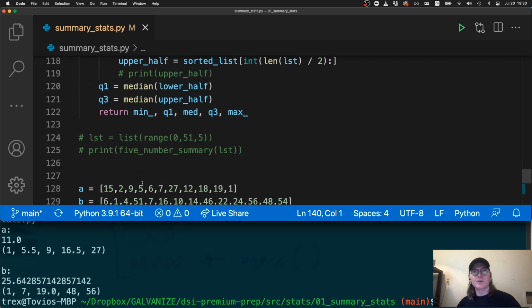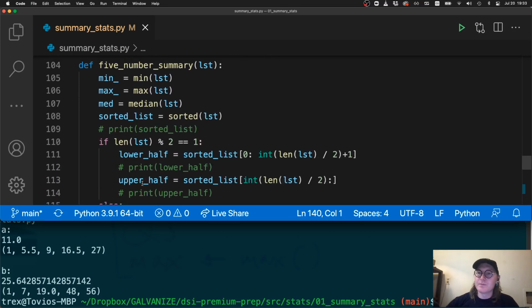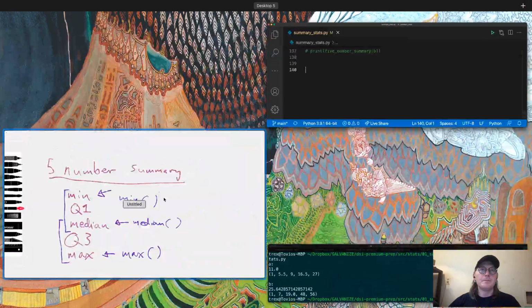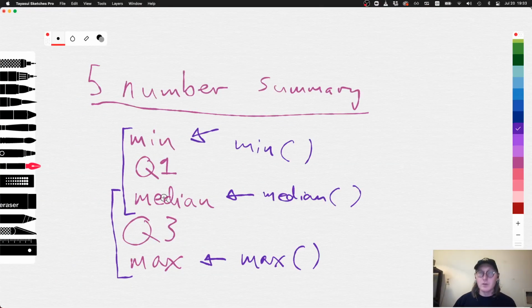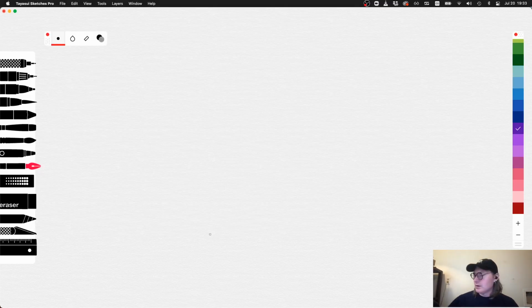Okay, so next, we've got this 5-number summary function. And what are we going to do with it? We're going to take an approach for determining outliers. That's how we're going to think about this. There's this thing called the IQR. IQR is very simple to explain.